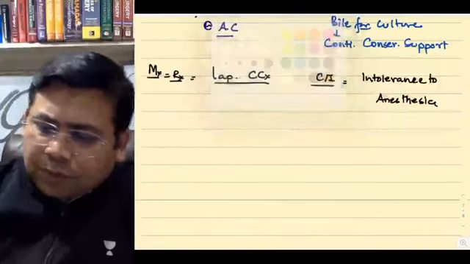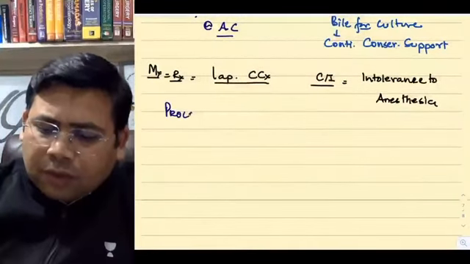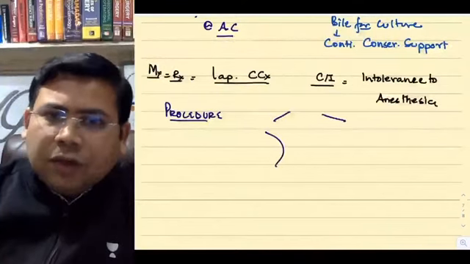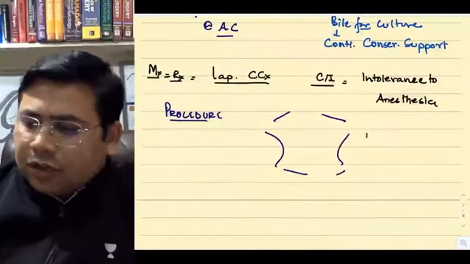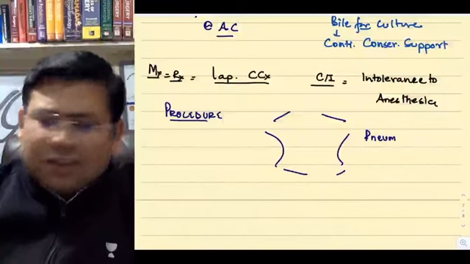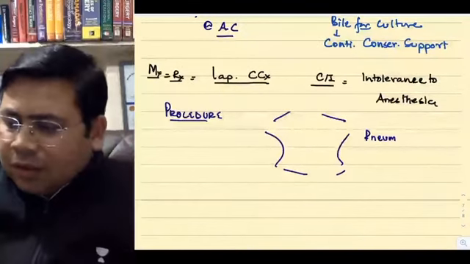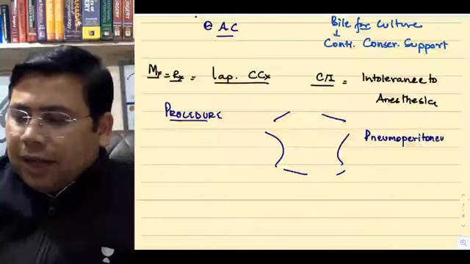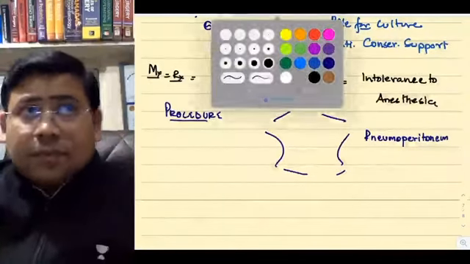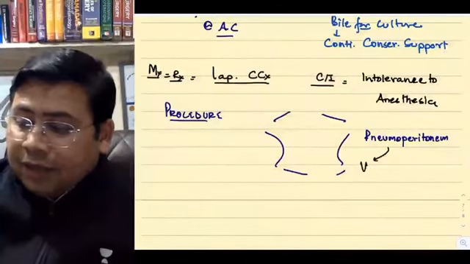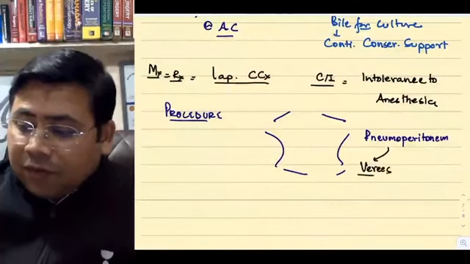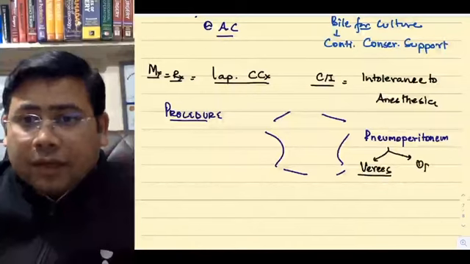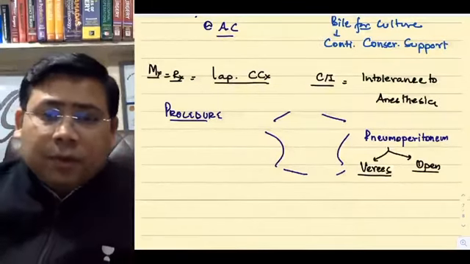Now if you talk about the procedure, the first step in this is creation of a pneumoperitoneum. We are just about to complete this. So creation of a pneumoperitoneum. Now pneumoperitoneum can be created in two ways. Yes, what are the two ways? Either with a Veress needle, or this is my favorite, you can do it via the open technique. Open, or you can say semi-open.